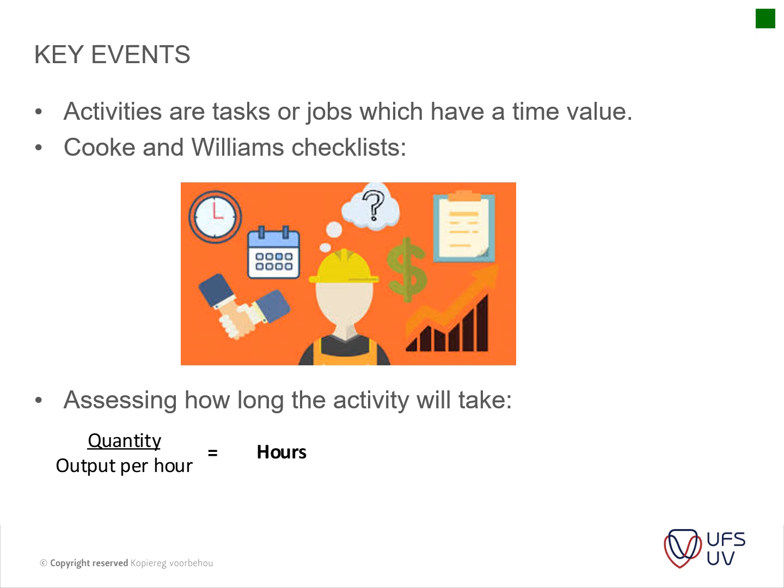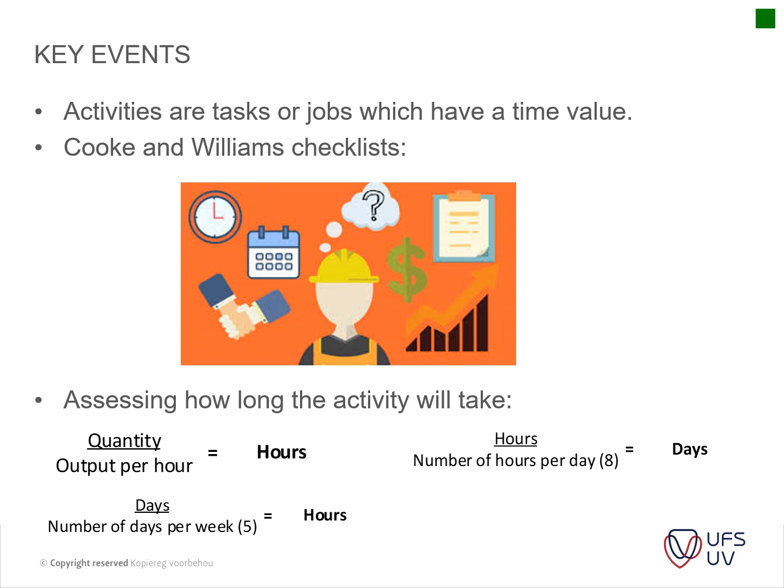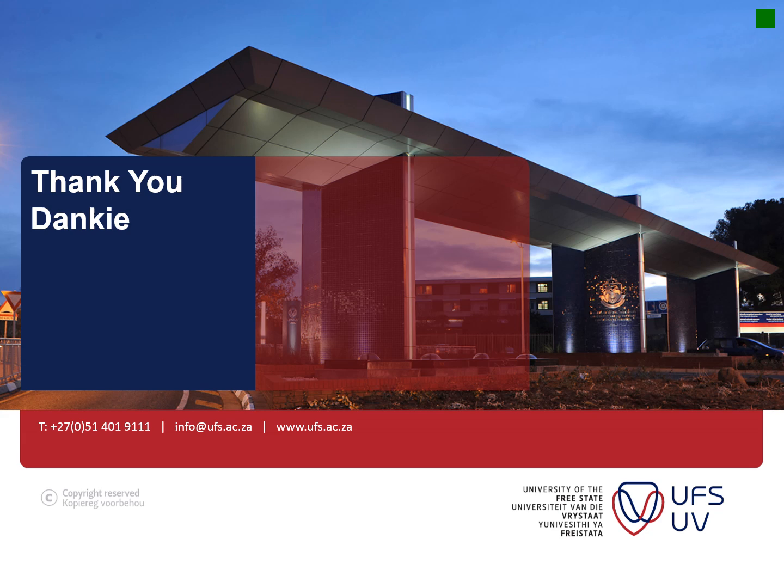And basically what you calculate is the quantity and then the output per hour to actually calculate how many hours you will need. So this is a very simplified resource-based planning process that we go through. Then the number of days per week, you calculate how many hours you need, and then the hours divided by the days to get the number of days that you will need for the project. Okay, and that's chapter 8.